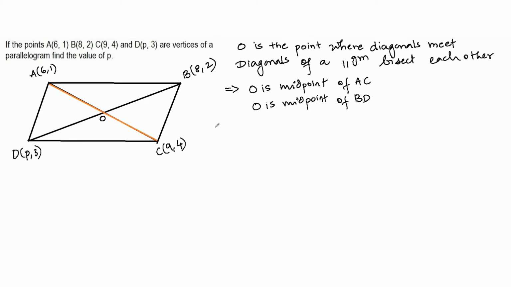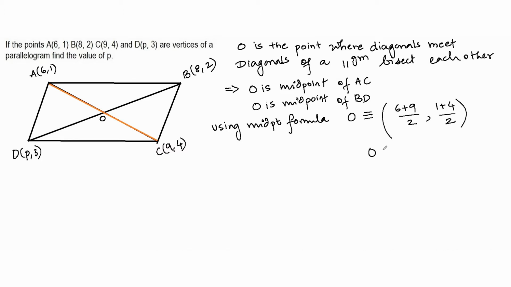Therefore, using the midpoint formula, the coordinates of O are going to be, so O is the midpoint of AC, so I can take the average of the two x coordinates, that is (6 + 9)/2, comma the average of the y coordinates, which is (1 + 4)/2. And therefore the coordinates of O are (15/2, 5/2). These are the coordinates of the point O.